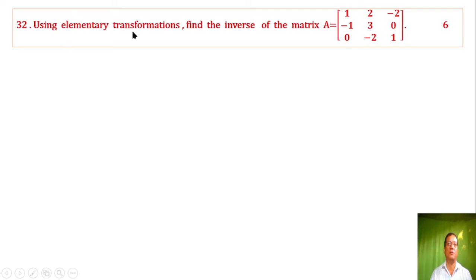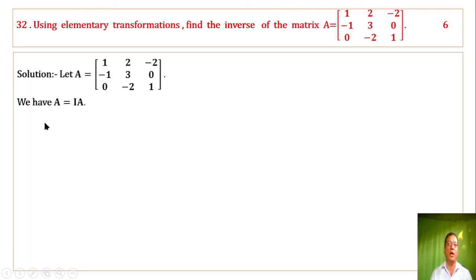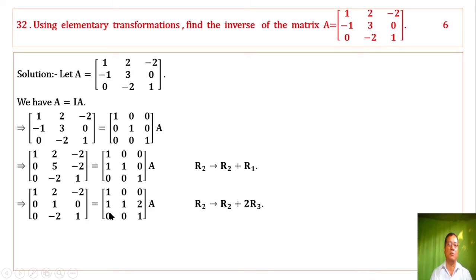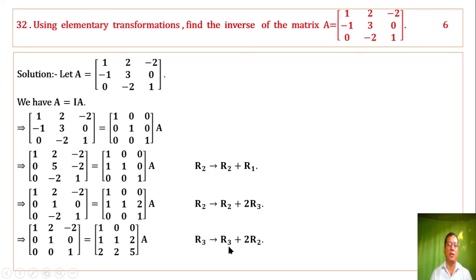32. Using elementary transformations, find the inverse of this matrix. Let A equal to this, we have A equals IA. Put the value of A exactly and I exactly. This A remains, and apply row 2 minus row 1, we have this, and second row plus 2 times of third row, we have this, and again apply third row plus 2 times of second row, we have this.